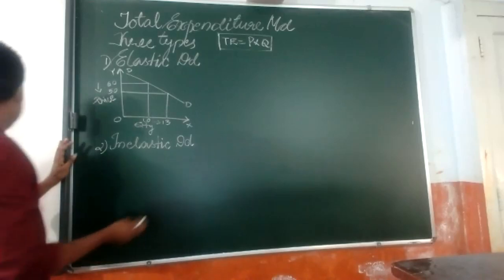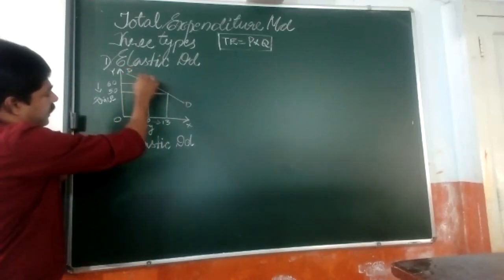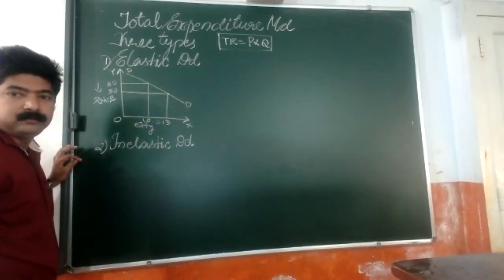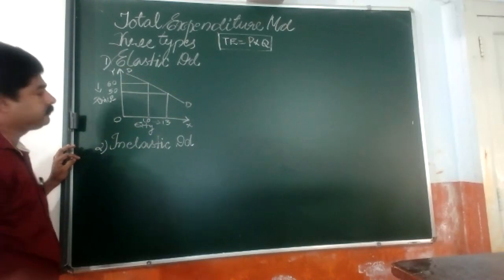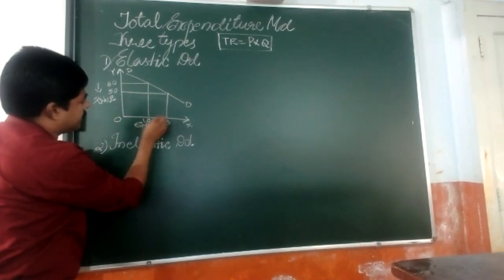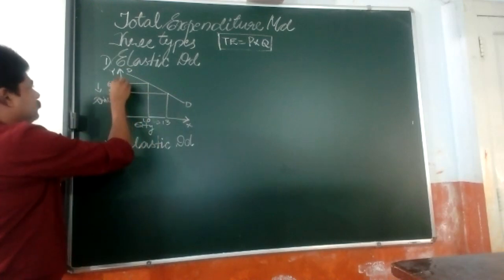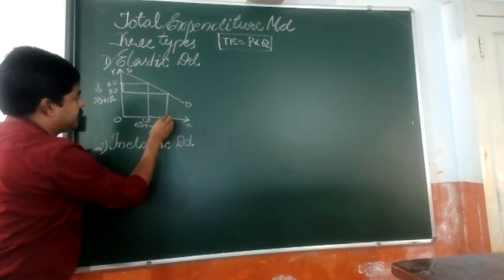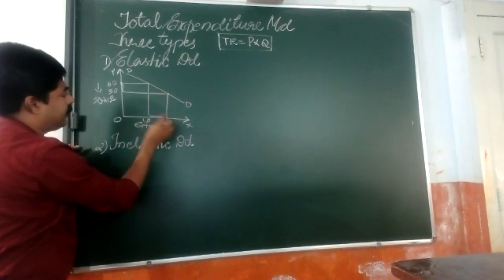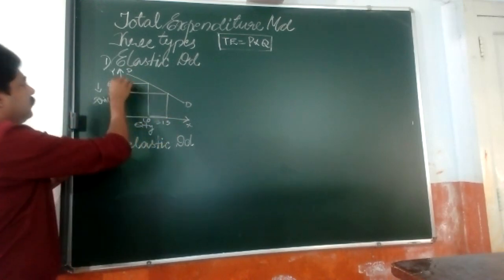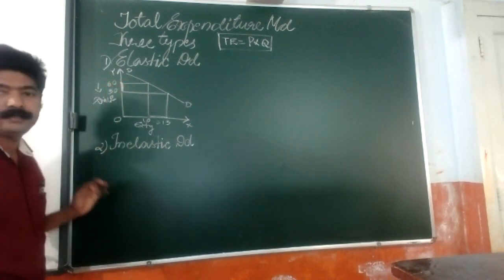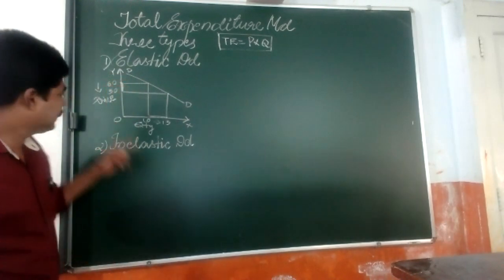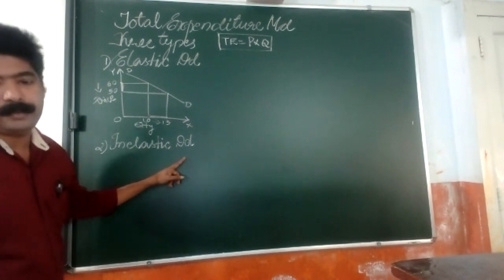To show this, we should draw a straight line demand curve, wider in nature, and this gap must be more than this gap. See that this gap, the quantity demanded gap, is more than the change in price. That is the difference.